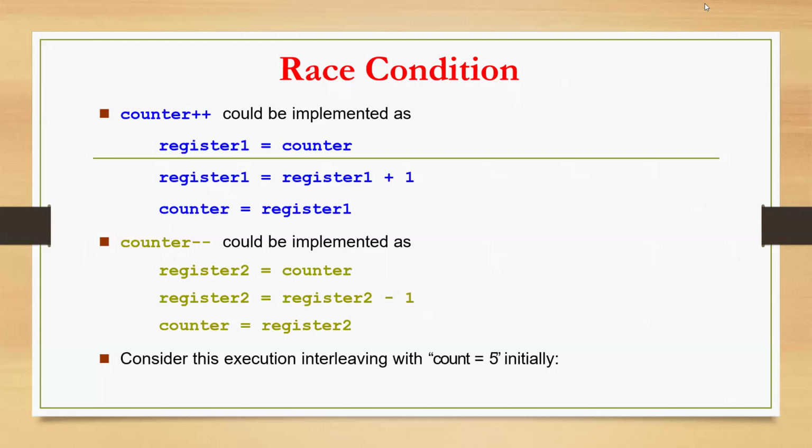So counter minus minus could be implemented as register 2 equals counter, and once the item is retrieved from the warehouse, the process item will be reduced. So register 2 equals register 2 minus 1 and counter equals register 2. So consider this execution interleaving with count equal to 5. Initially, what is the value of counter? 5. So now what is the race condition?